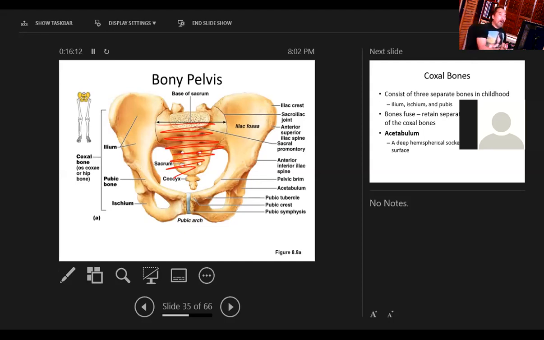So what are the three parts of this pelvic bone? Remember, when you were born, why couldn't you walk? Because there are three bones there that are not fused. The three bones are called the ilium, which is the first bone, the pubic bone on top, and the ischium, the bone that goes on the bottom. So when you're born, they aren't fused. That's the reason why you can't walk.